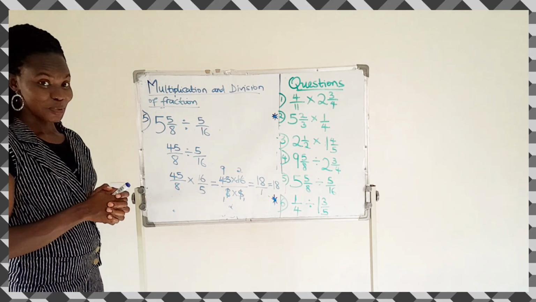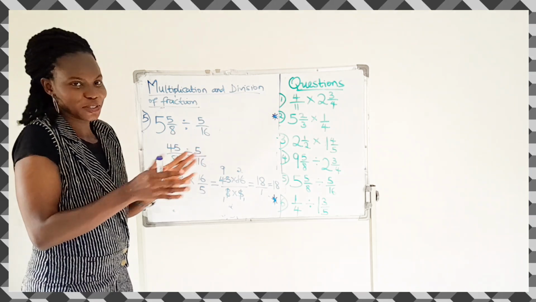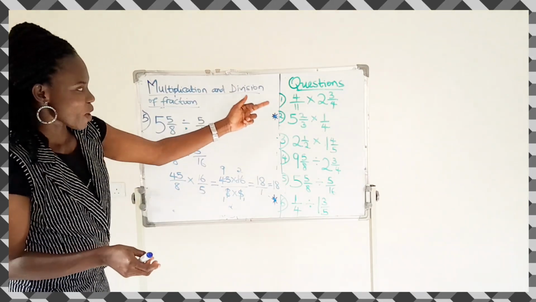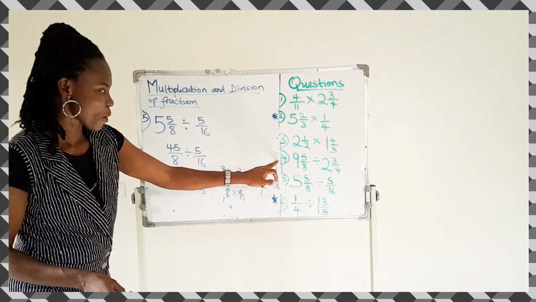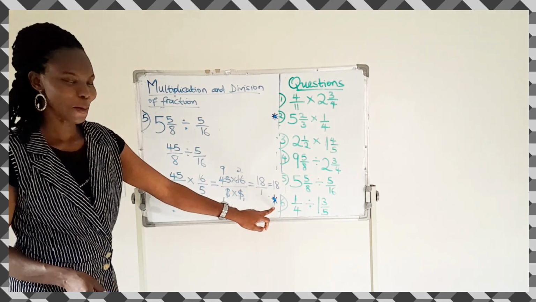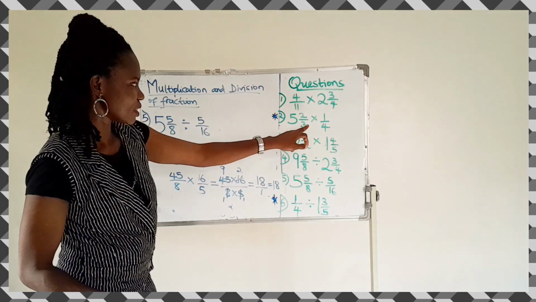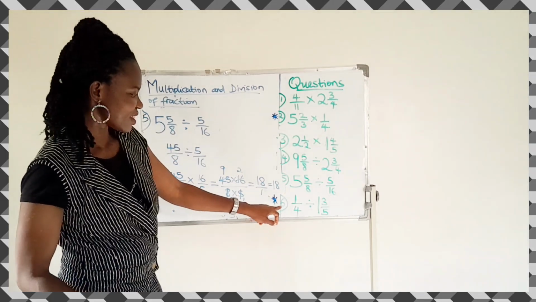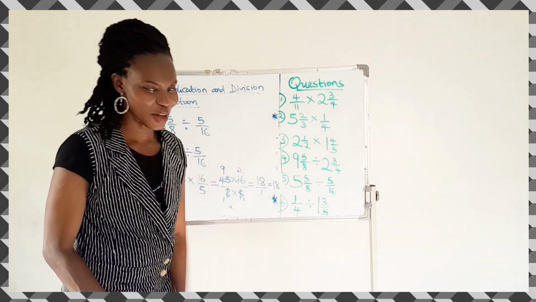Isn't it very simple? It's very simple, right? I told you, it's very, very simple. So use the explanation for 1 and 3 to attempt number 2. Use the explanation for 4 and 5 to attempt number 6. Number 2 is 2 over 3 times 1 over 4. And number 6 is 1 over 4 divided by 1 whole number 3 over 5.